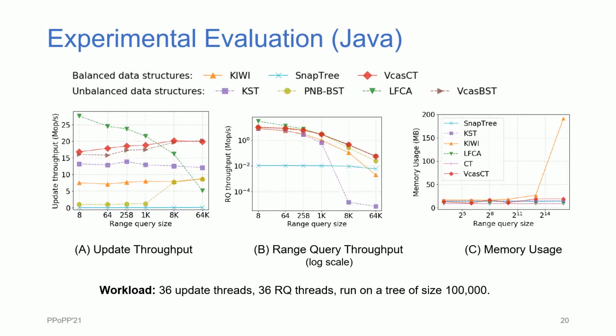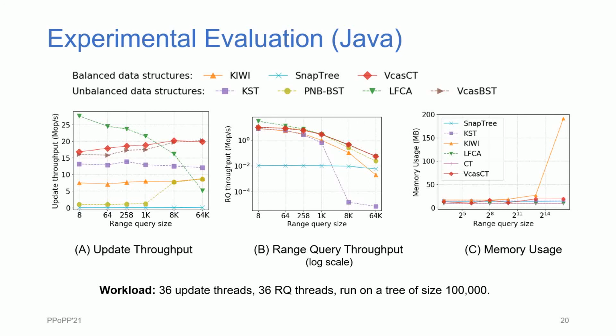The range query size determines how often range queries get invoked, because in this workload, we have 36 threads dedicated to constantly performing range queries. With small range query size, range queries get invoked much more frequently. This means that in our approach, the global timestamp gets incremented more frequently as well, and it eventually bottlenecks performance. This same bottleneck is experienced by EFRB-BST and Kiwi, but not by LFCA.